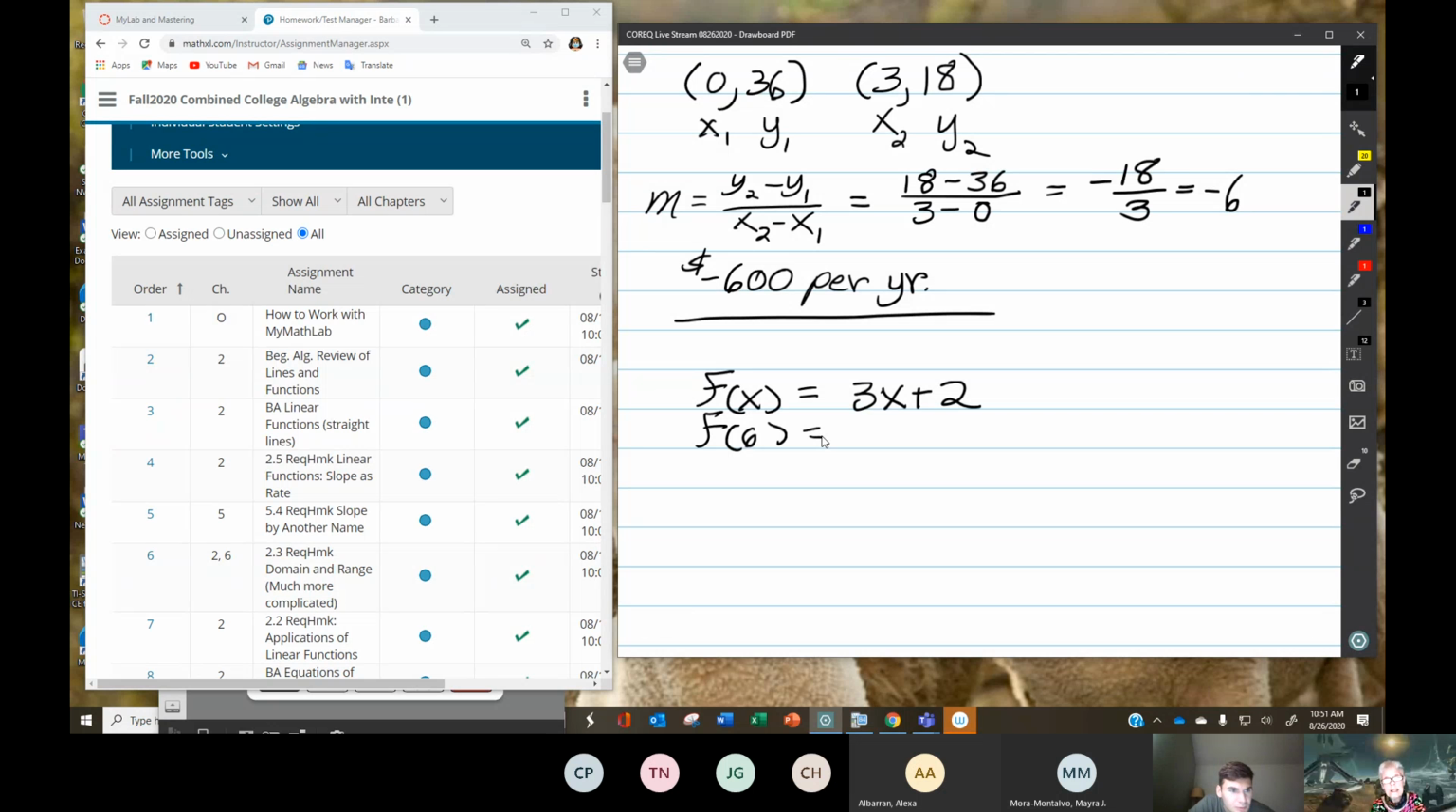So that would be, you put a 6 in here, in the parentheses, and what that is a code, like a computer code, that tells the computer, okay, computer, you've got to stick a 6 in here for the X. And the computer does that and gets 3 times 6 is 18, plus 2 is 20. And that's called evaluating.